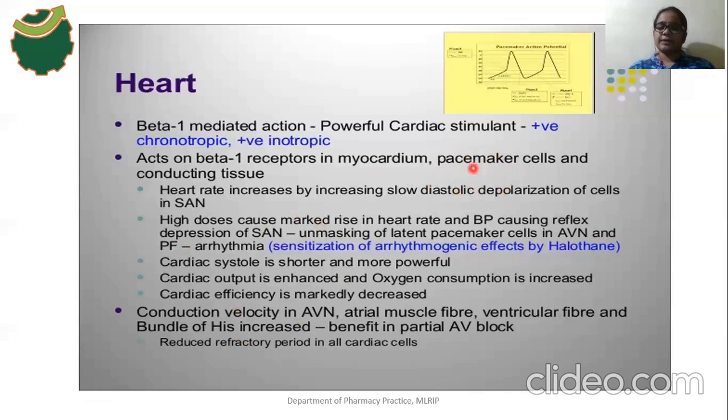The activity of the pacemaker cell increases, so there is more production of electrical impulses. Those electrical impulses are propagated from the SA node to the AV node to the bundle of His to the Purkinje fibers. So the conduction velocity increases mainly at the AV node, ventricular fibers, Purkinje fibers and bundle of His. That's why it is used for the treatment of AV block. And the refractory period is also reduced, meaning the period in which the muscle is incapable of responding to stimulation.